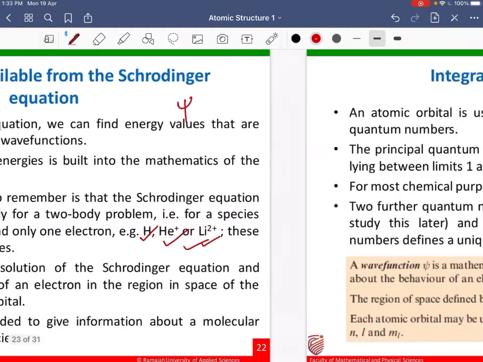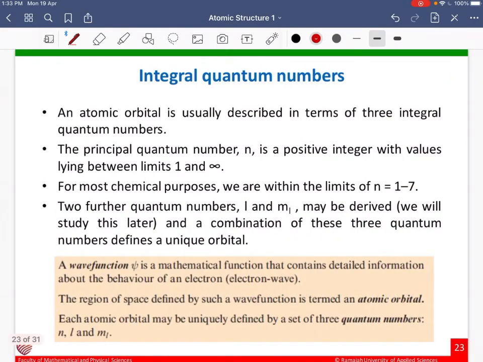An atomic orbital is usually described in terms of three integral quantum numbers. You will study about quantum numbers in detail later. The principal quantum number n, which is a positive integer with values lying between the limits 1 and 7.